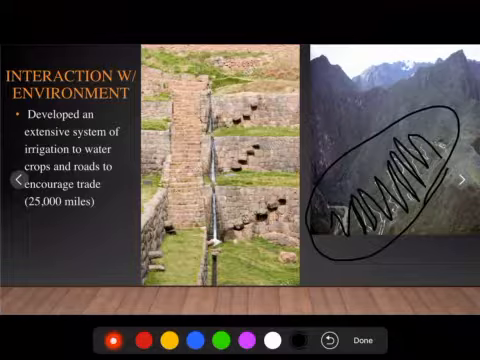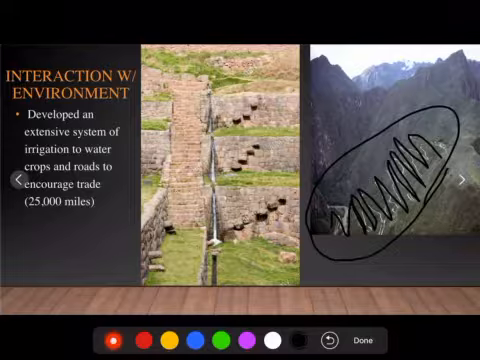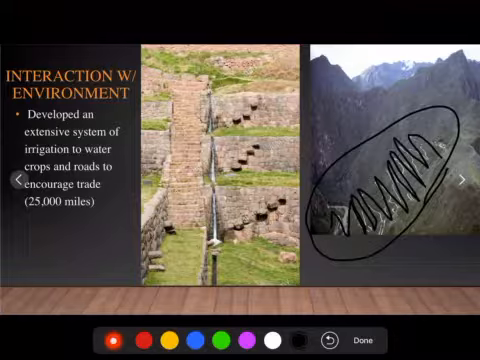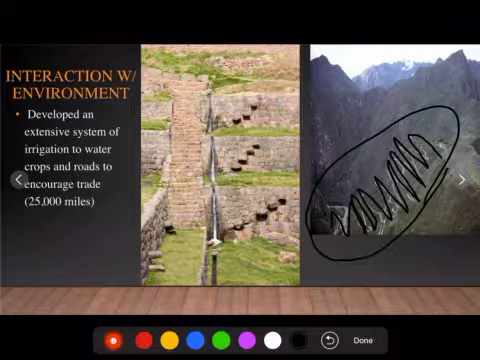It depended on whether they needed to use it. If they needed to use the entire able-bodied population, they would. If it was something like a water shortage, they would. But otherwise, it would just be individuals doing what they needed to do to survive. All right.